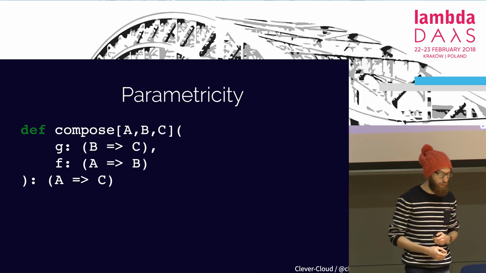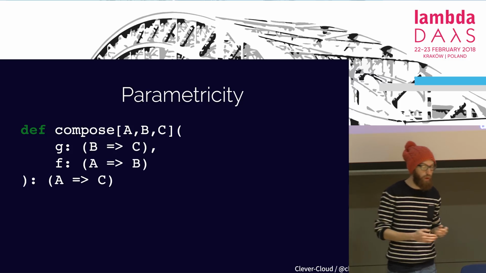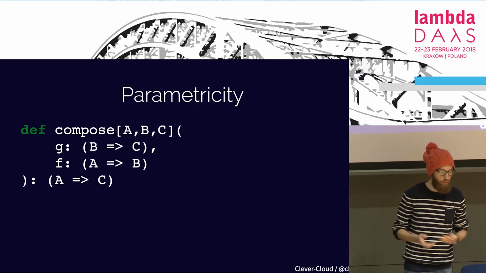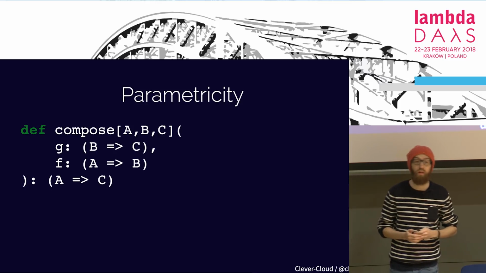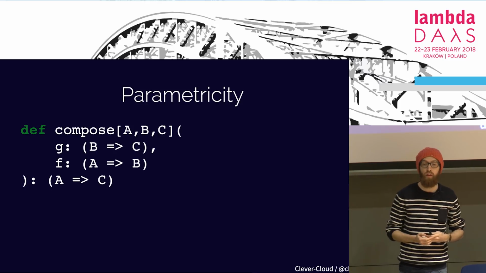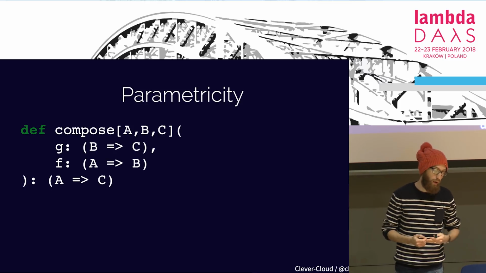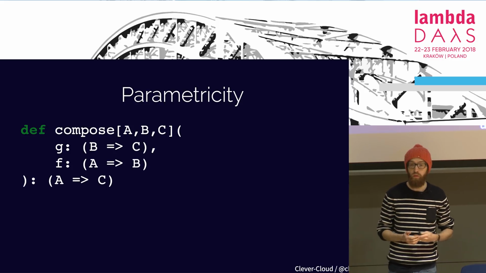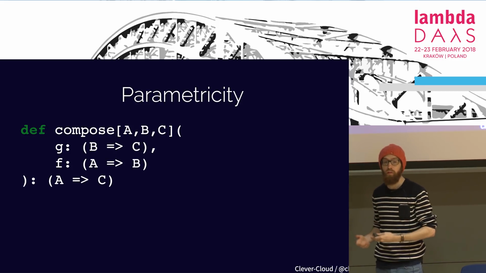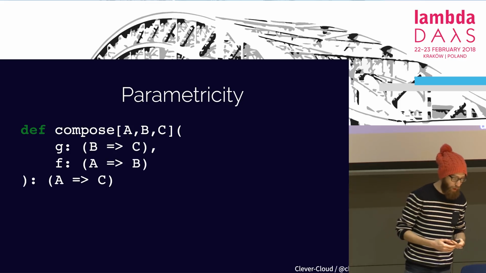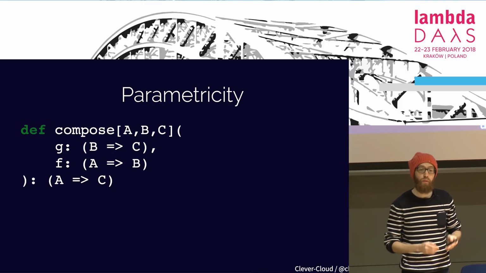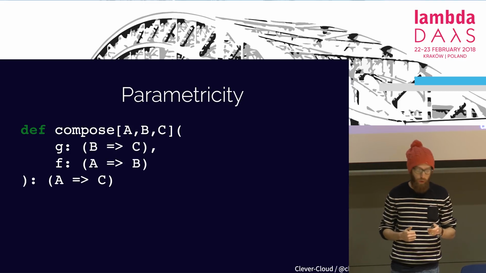Same thing for that. I take a function from B to C and a function from A to B, and it returns a function from A to C. The only sensible implementation is function composition. No other implementation makes sense. So these two examples are really neat because there is only one sensible implementation.